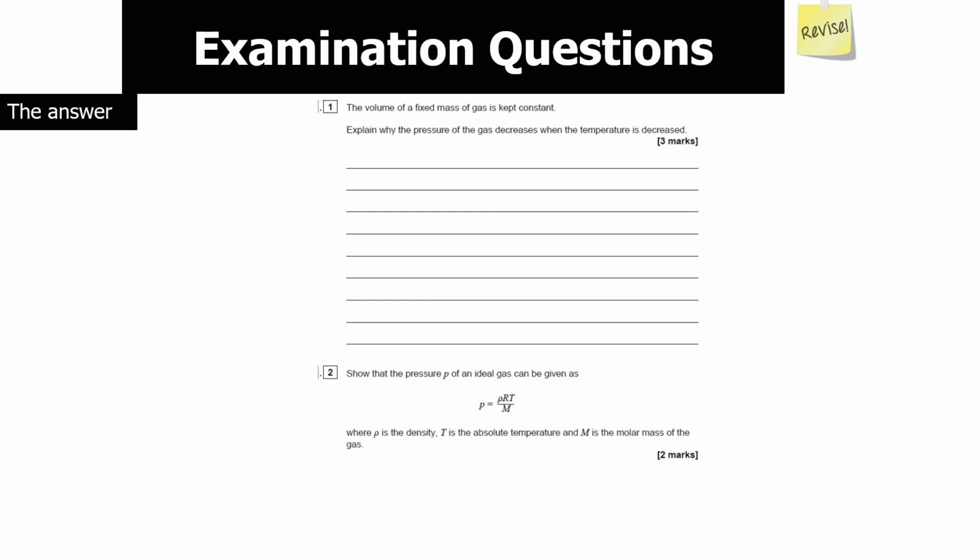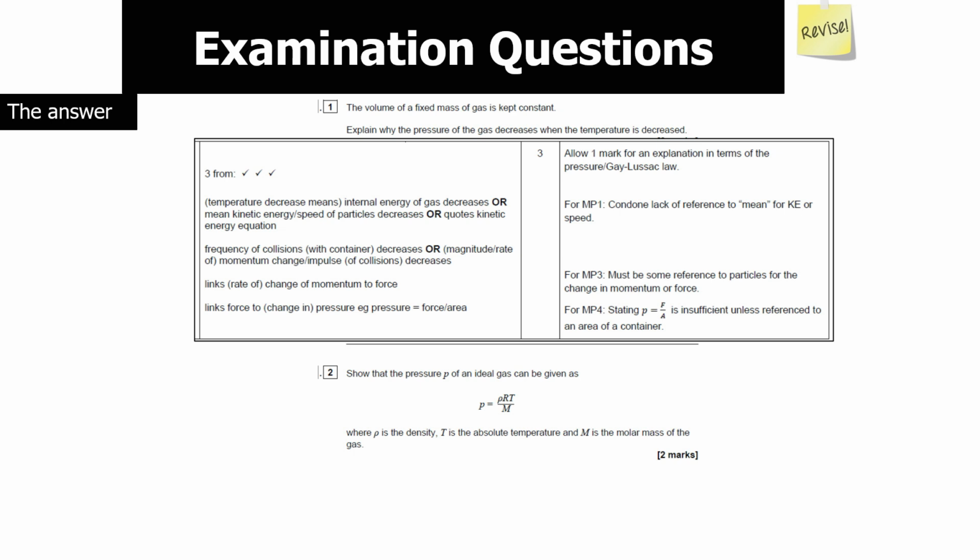Right, so how do you answer this particular question? You've got to talk very qualitatively about what is going on. The idea is that if we decrease the temperature, the internal energy of the gas will decrease, because for an ideal gas the internal energy is the thermal energy. It is linked to the temperature. So therefore what we can say is that the mean kinetic energy, or the speed of the particles, will decrease. So if the particles are moving slower, the frequency of the collisions with the container, now remember it's the frequency of the collisions, not just the collisions themselves, will therefore decrease.